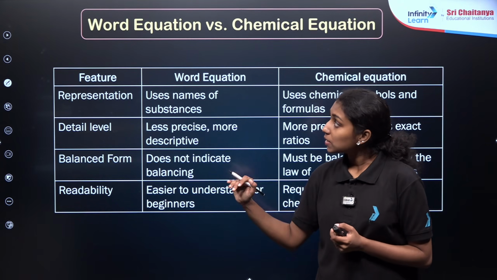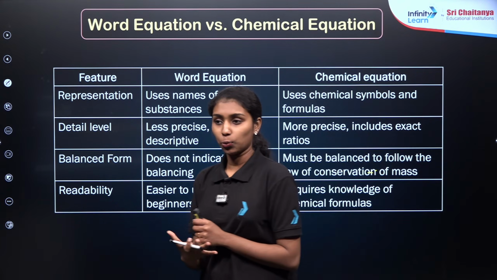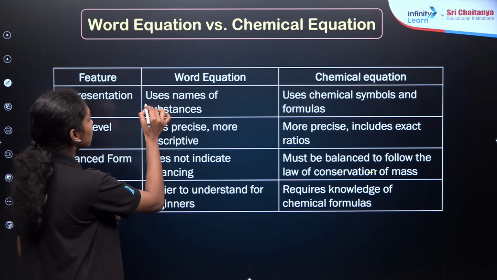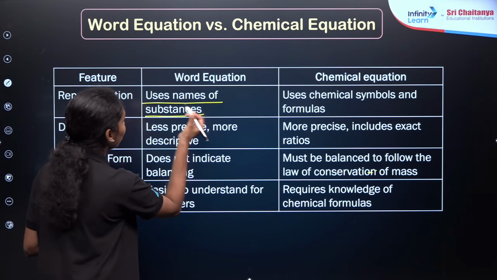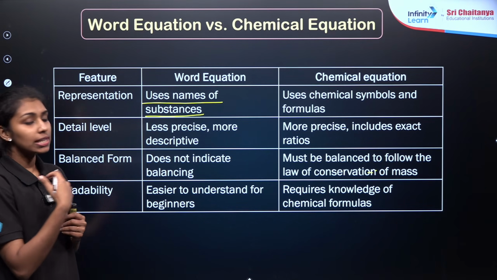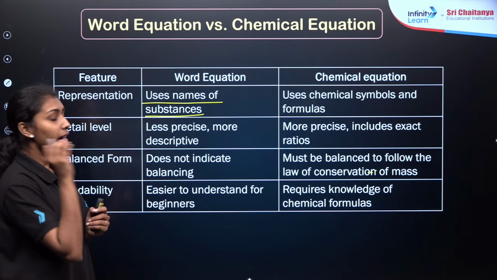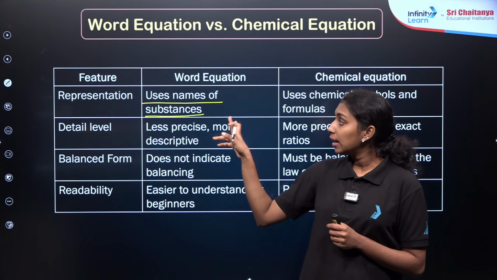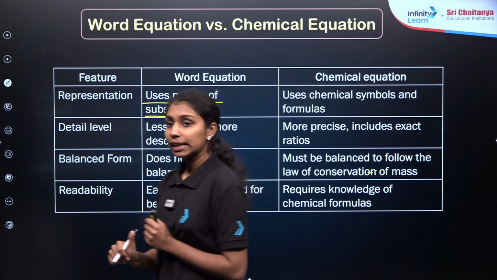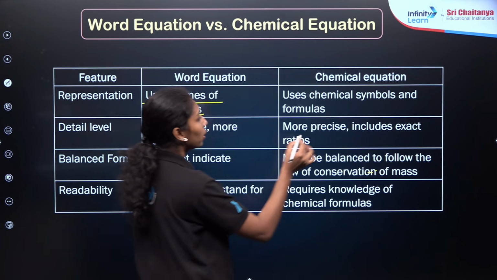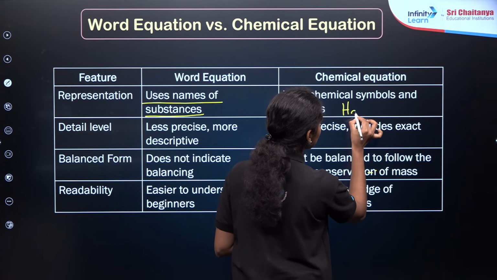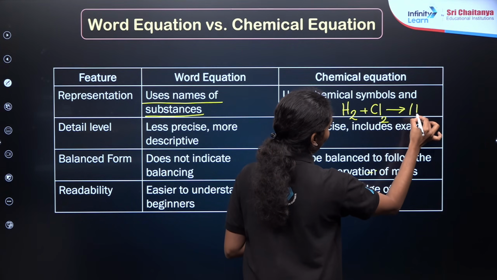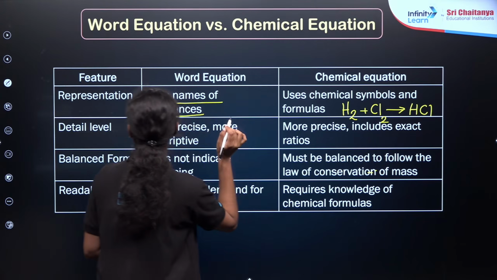Now there are two methods to write the chemical equation, either as a word equation or as a chemical equation, right? So how can we explain the word equation? We are just using the names of the substances. For example, hydrogen plus chlorine is equal to hydrochloric acid, right? So I am just writing hydrogen plus chlorine is equal to hydrogen chloride or hydrochloric acid in terms of words. Similarly, I can write the same equation in terms of chemical symbols, right? Hydrogen is here, chlorine is here, it will form HCl. This is also the same, right?